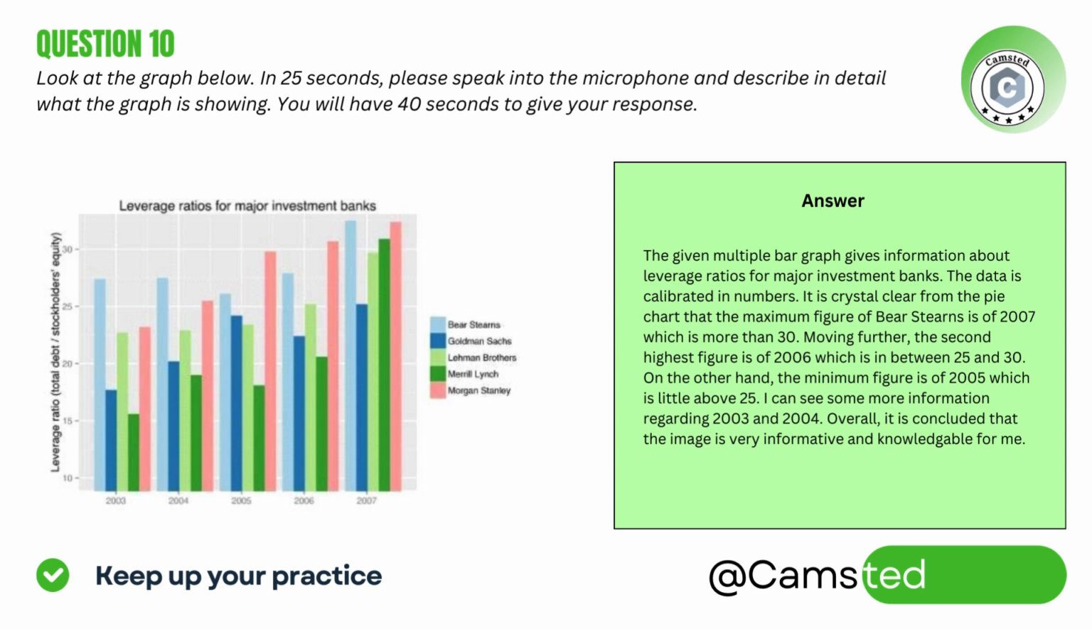On the other hand, the minimum figure is of 2005, which is little above 25. I can see some more information regarding 2003 and 2004. Overall, it is concluded that the image is very informative and knowledgeable for me.